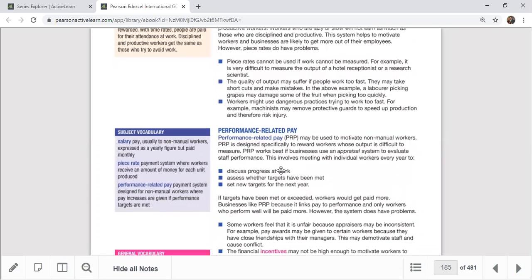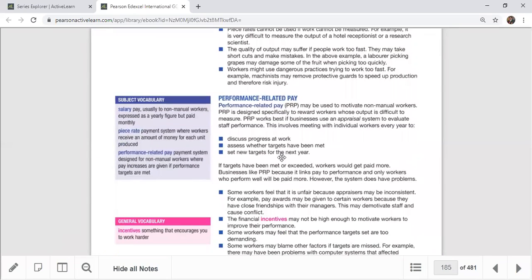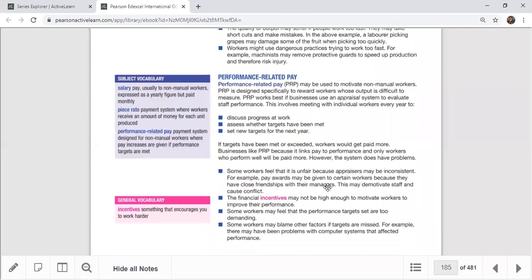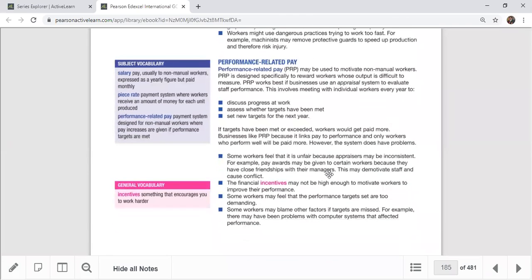The third method is performance related pay. It is a payment system designed for non-manual workers, where pay increases are given when performance targets are met. For example, sales workers and other non-manual workers, meaning office workers rather than production workers. If you meet the targets, you get paid more.